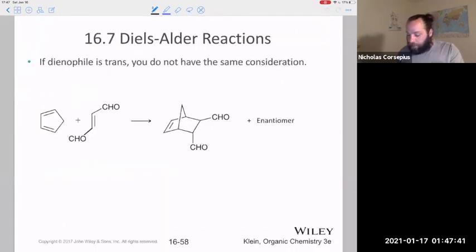Okay. This is not the case when you have a trans dienophile. Then you don't have to worry about that. You're going to get a mixture of both. You're going to have one position that's endo and one position that's exo, and then you're going to have its enantiomer where they're reversed. I tried to draw it. It was so ugly. So I'm just going to write plus enantiomer for now. But if your dienophile is trans, you don't really have to worry about it. But if it's cis, it's always going to favor that endo product.